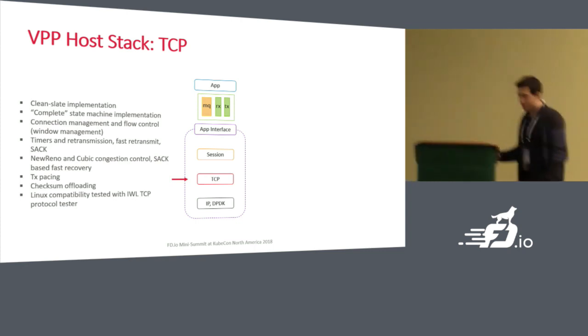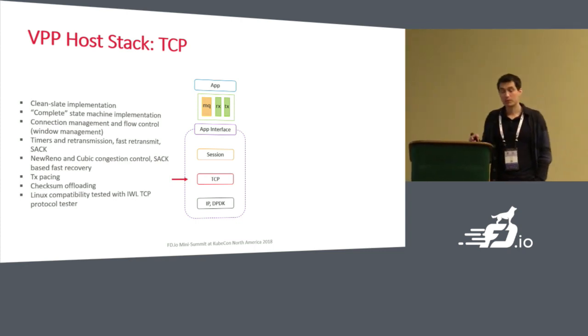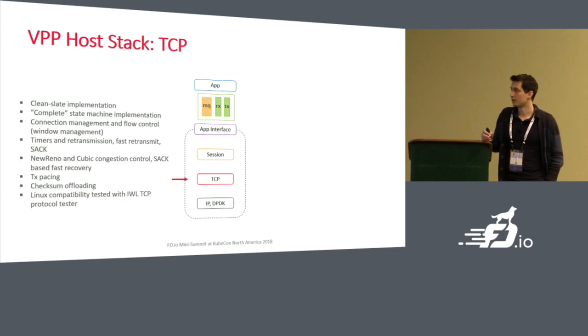And this finally brings us to the third component, which is the TCP stack. We've started clean slate. So we've started with everything from scratch, and we try to optimize TCP for VPP and try to leverage VPP's abilities. Now, to the best of our knowledge, this is a complete implementation. It's a complete implementation in terms of features.